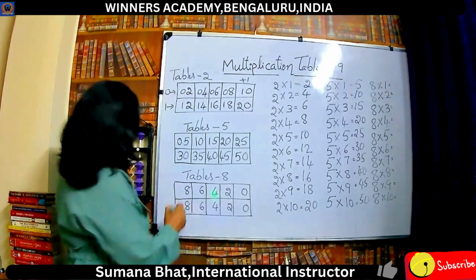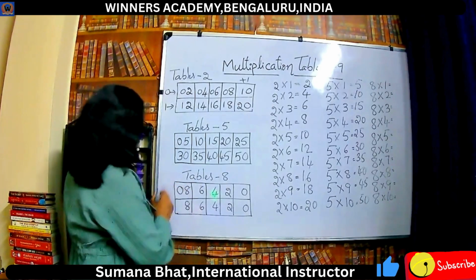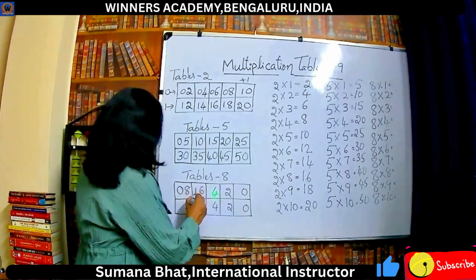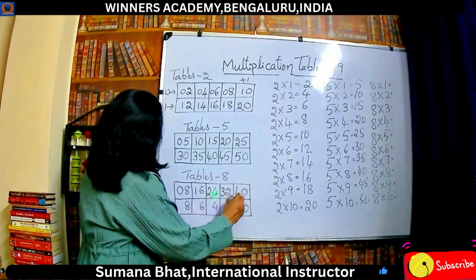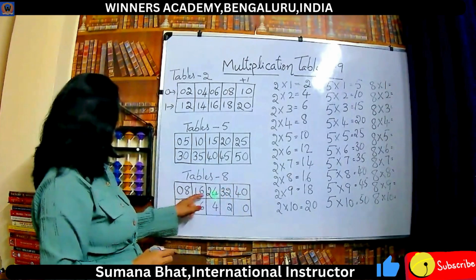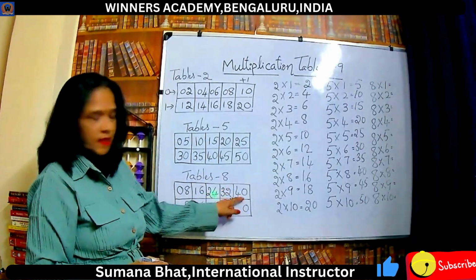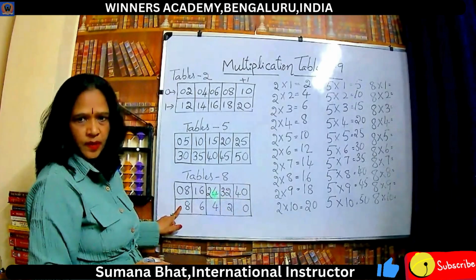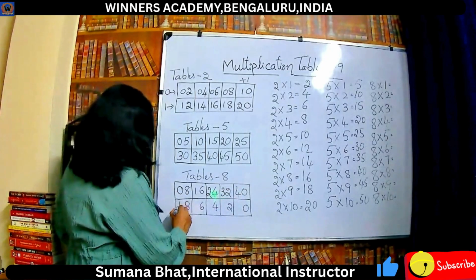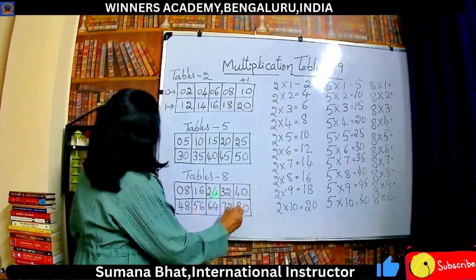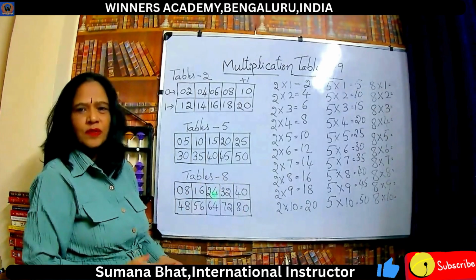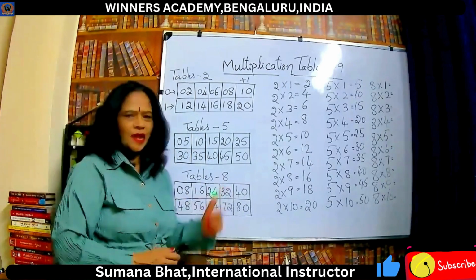Now what to write? Write here 0, 1, 2, then write 3, 4. 0, 1, 2, 3, 4 you wrote for the tens place. Repeat the 4 here. Again you write 4. 4, 5, 6, 7, 8. Over. The table of 8 is ready.